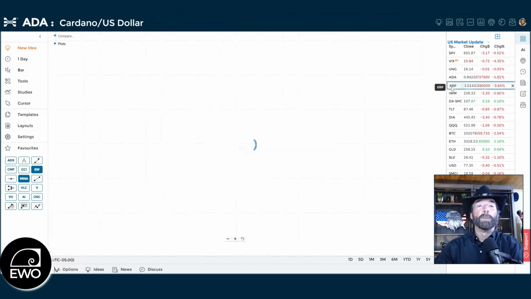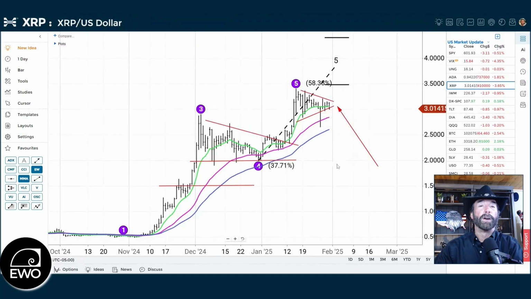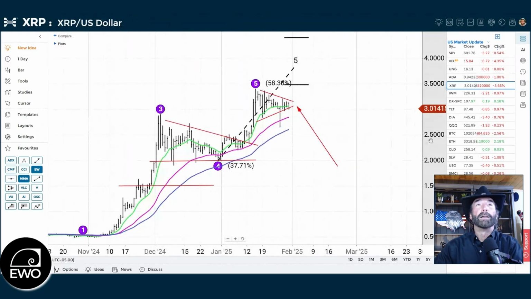XRP is one that we've been talking about a lot. We've been talking about this during Trade Finder as well. It's really kind of caught hold of the general public, even those that weren't quite so interested in crypto. Everybody has been asking me about this lately.